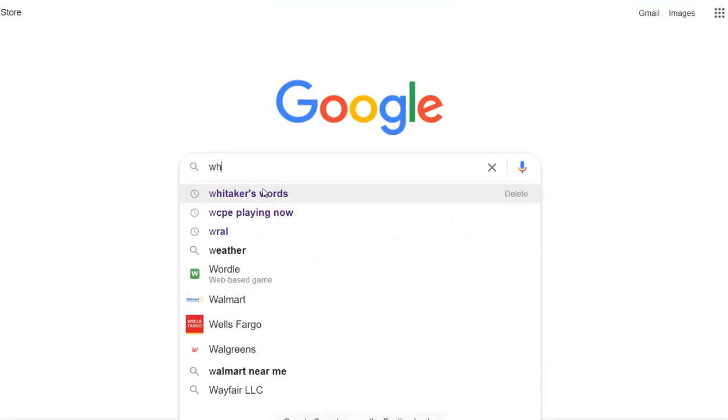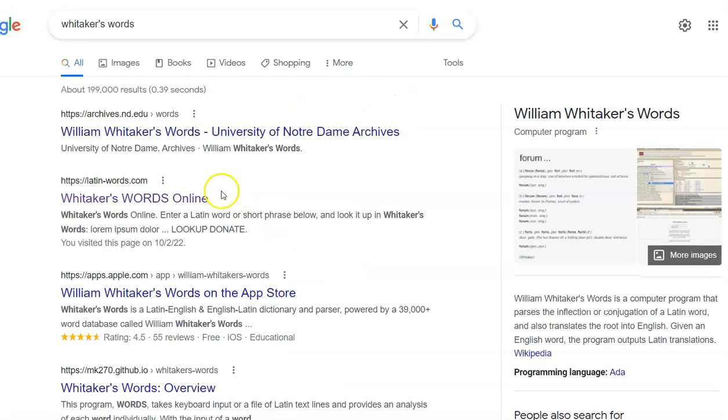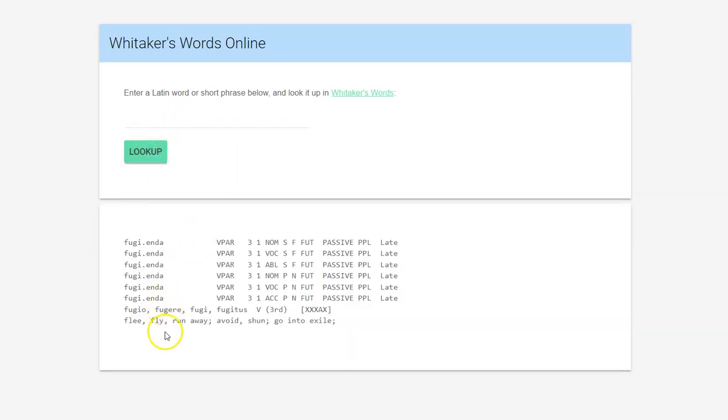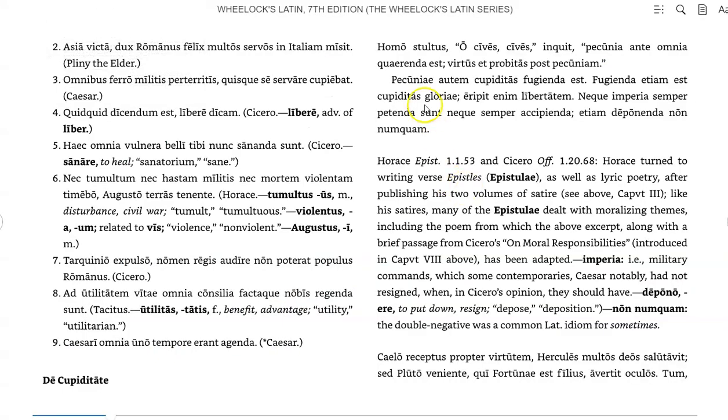So I'm going to go to Whitaker's Words. And so it is where we get the word fugitive, but that doesn't sound right, so flee, fly, run away, avoided, or shunned. Oh, so there we go. Avoid. Let's go with avoided. So avoid is going to be the best translation. But longing for money is to be avoided.